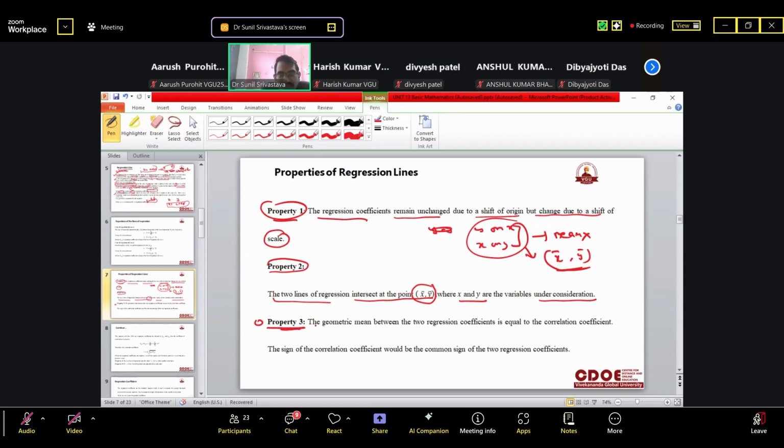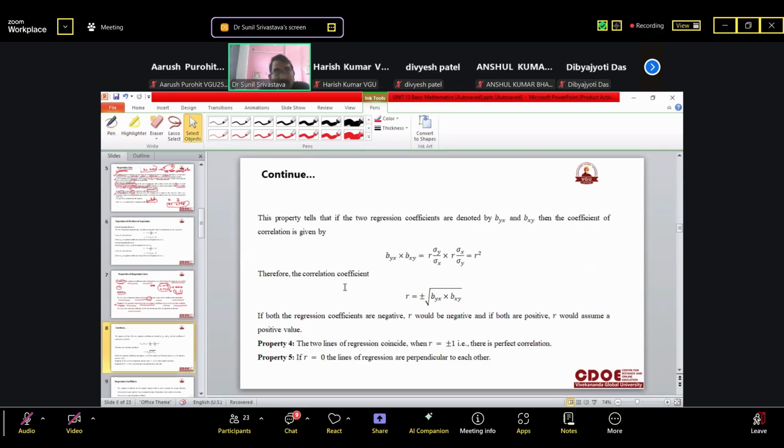What is given? The geometric mean between the two regression coefficients is equal to the correlation coefficient. The sign of the correlation coefficient should be the common sign of the two regression coefficients. How can we prove this? Already discussed with you.